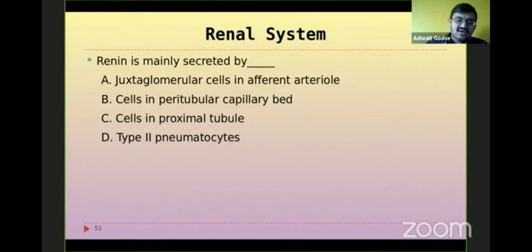Renin is mainly secreted by: juxtaglomerular cells in the afferent arteriole, cells in the peritubular capillary bed, cells in the proximal tubule, or type 2 pneumocytes. So it has nothing to do with this; easily this option you can eliminate. Obviously pneumocytes are present in lungs, so nothing to do. Type 2 pneumocytes are responsible for the synthesis of two important substances. One is surfactant, DPP, dipalmitoyl.